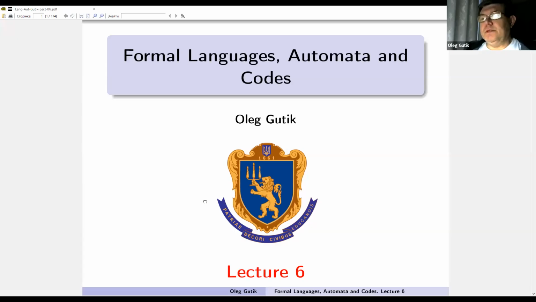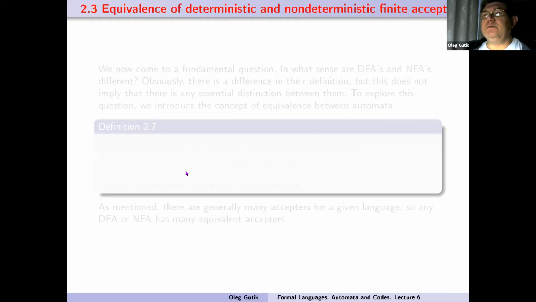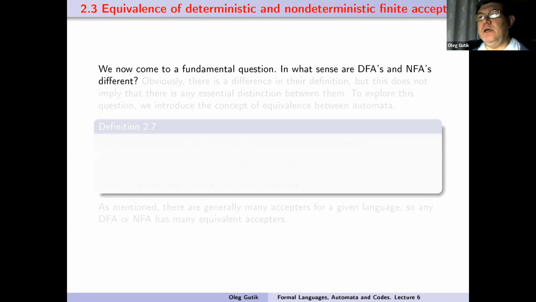And today will be lecture number 6. This lecture will be devoted to the equivalence of the deterministic and non-deterministic finite acceptors. So we shall start. We now come to a fundamental question: in what sense are deterministic finite acceptors and non-deterministic finite acceptors different?